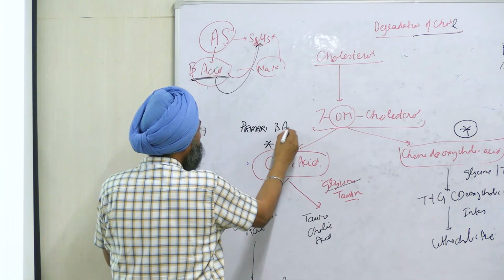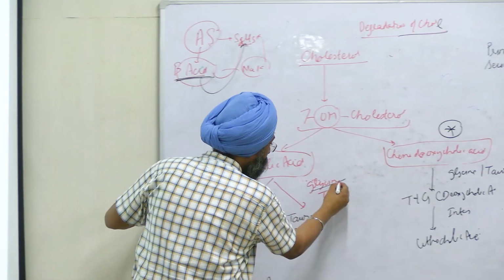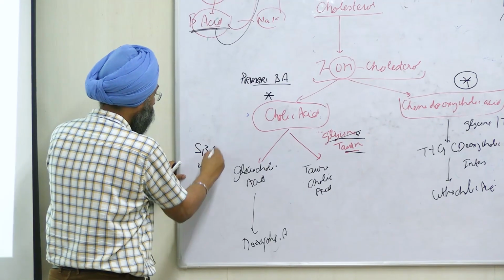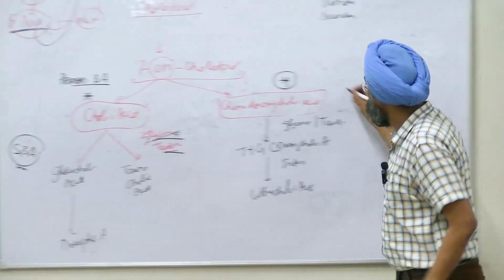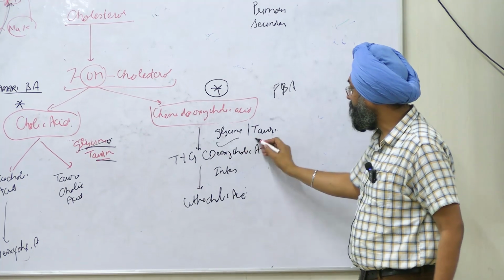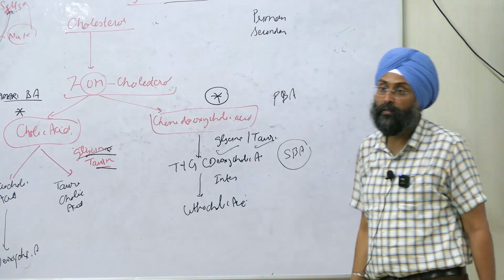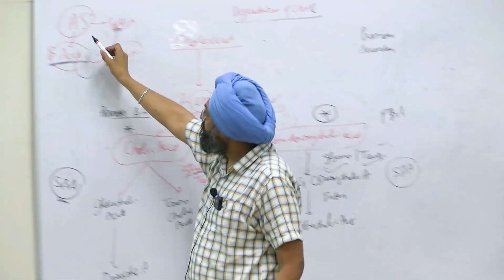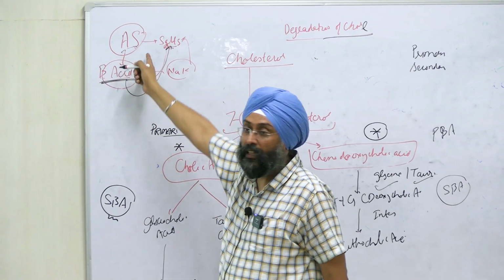bile acids, right? After conjugation with glycine and taurine, they will form secondary bile acids. In the same manner, a primary bile acid on conjugation with glycine and taurine will form secondary bile acid, right? Remember the mnemonic AS. Acids will be formed first, then salts, right?